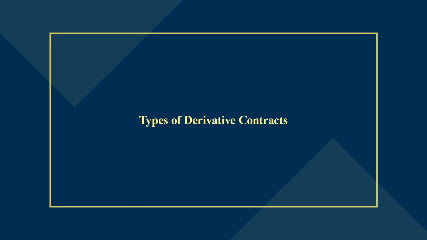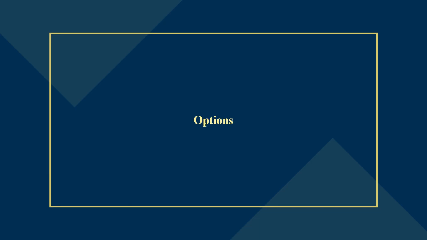Types of derivative contracts. The four major types of derivative contracts are options, forwards, futures, and swaps. Options are derivative contracts that give the buyer a right to buy or sell the underlying asset at the specified price during a certain period of time. The buyer is not under any obligation to exercise the option. The option seller is known as the option writer. The specified price is known as the strike price.